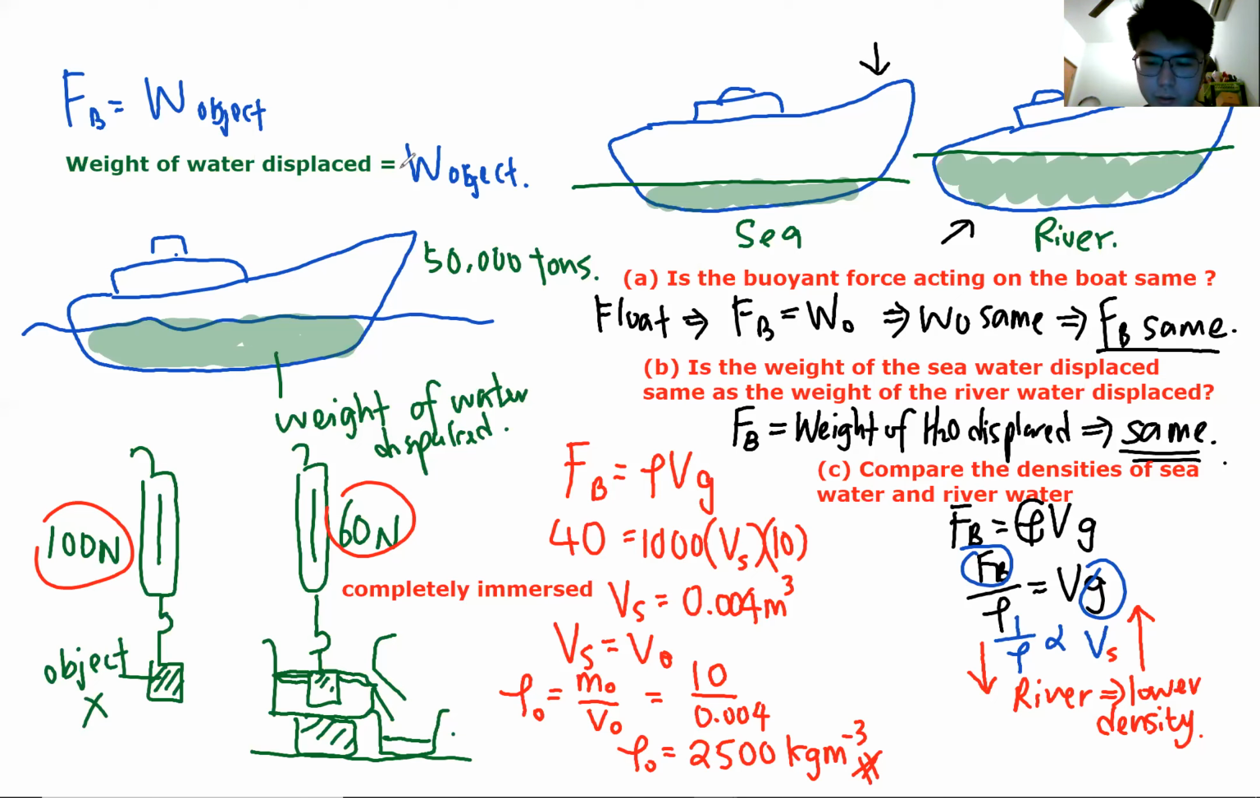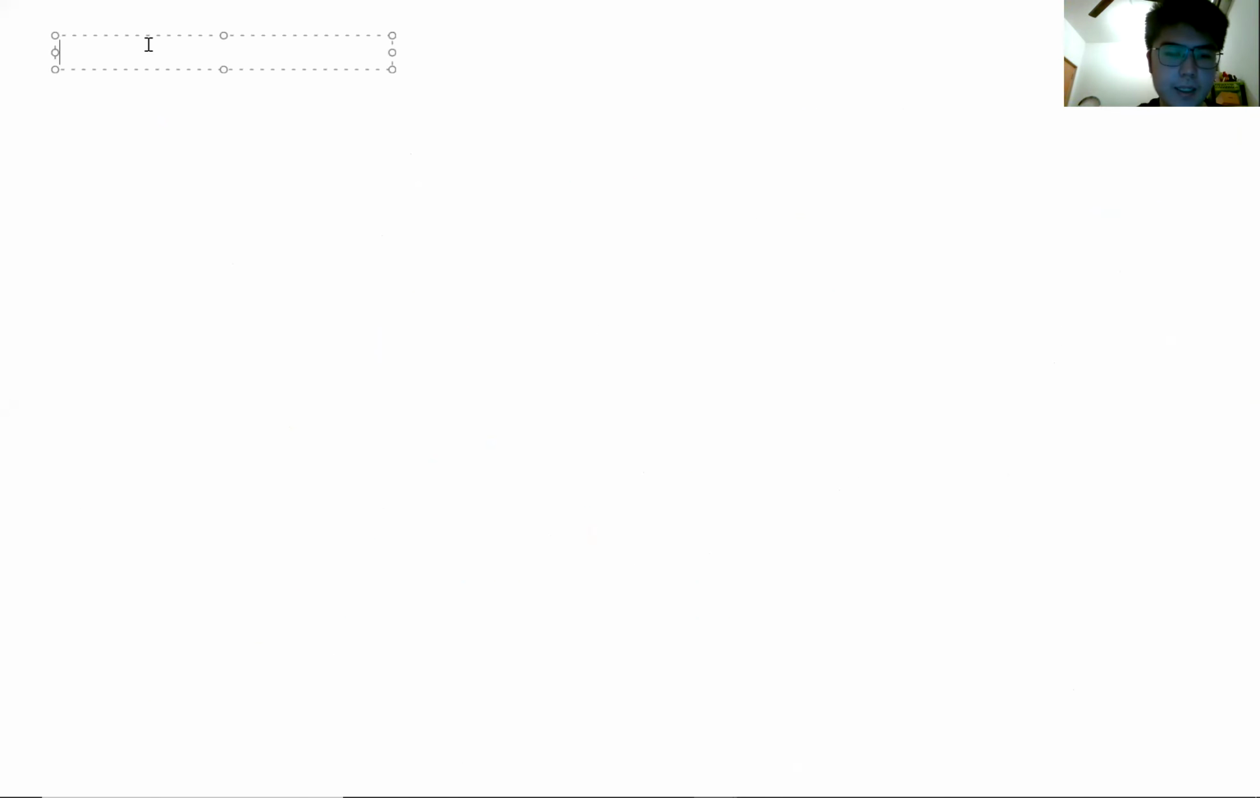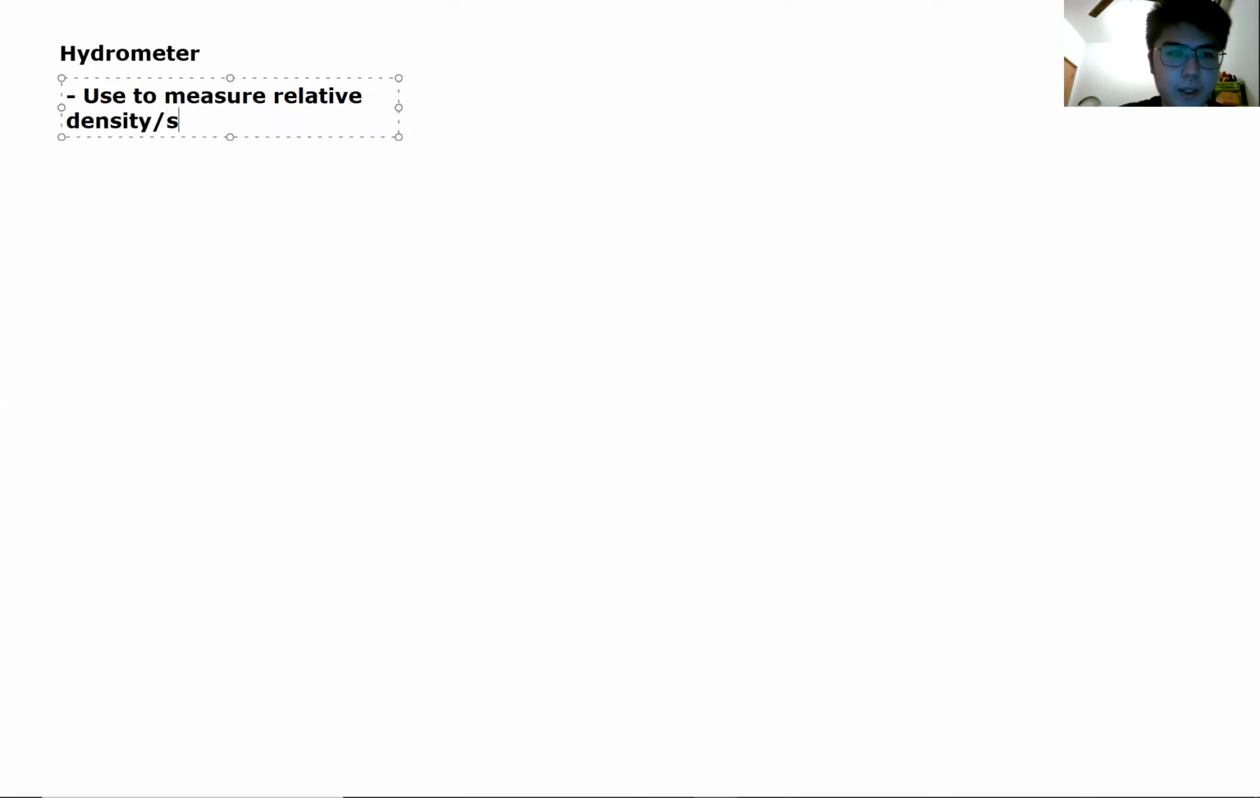OK, we continue. Next, I'm going to talk about the hydrometer. Okay, for hydrometer. Now, a hydrometer is a device that is used to measure the relative density, or we call it specific gravity.